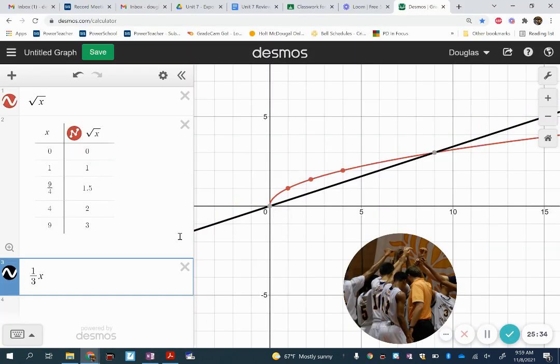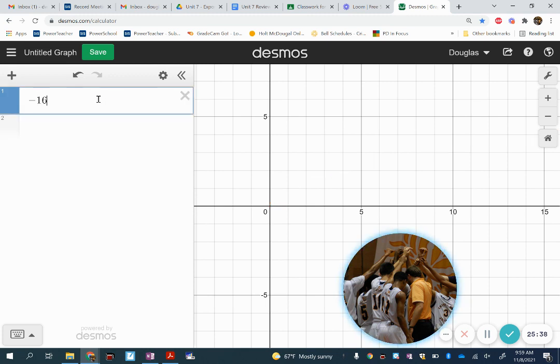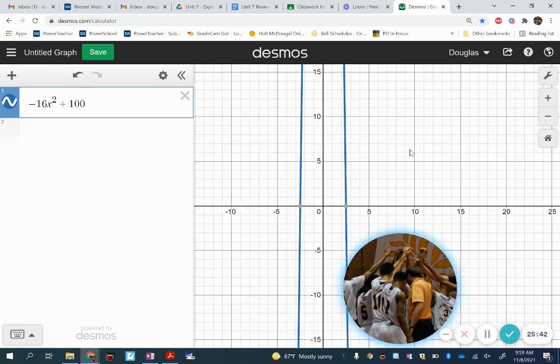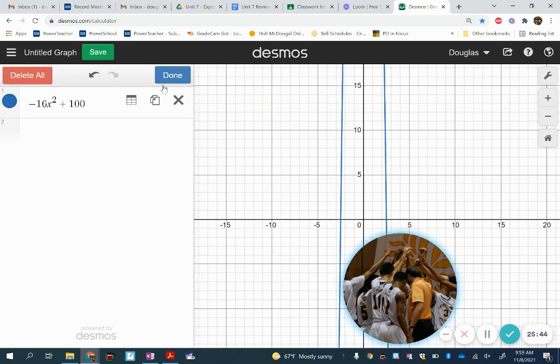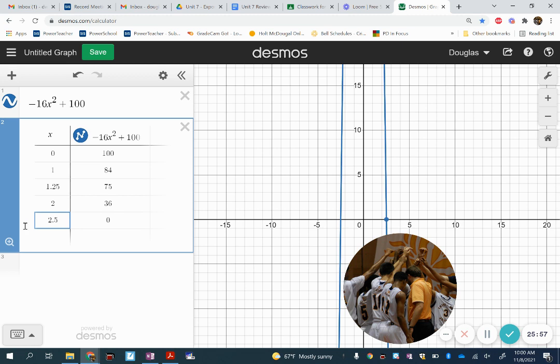Let me go ahead and take those away. So we have negative 16x squared plus 100. And we know we're looking at between 0 and 2.5 seconds. We have 0 seconds. Let's go with 1 second. We know we care about 1.25 seconds, but also 2 seconds and 2.5 seconds.